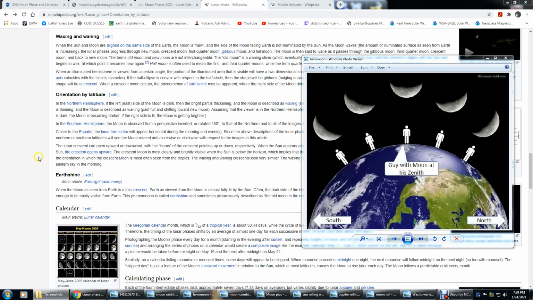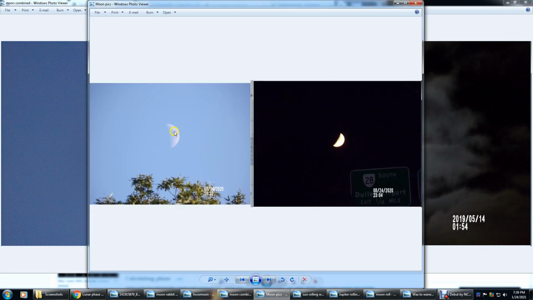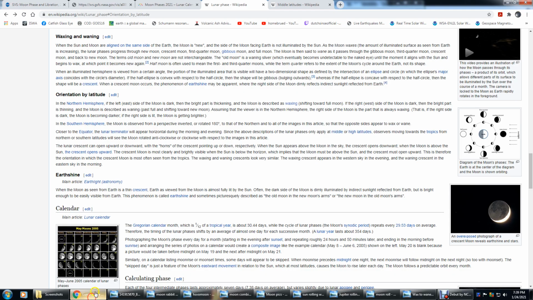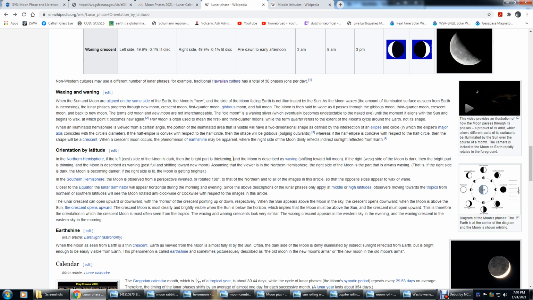Go outside and look at the moon twice. That's all you've got to do. Look at the moon twice, three or four hours apart, and you will see the moon doing this. And it shouldn't be. Like I said, you can go through every website out there, and none of them will tell you the moon is supposed to do this.